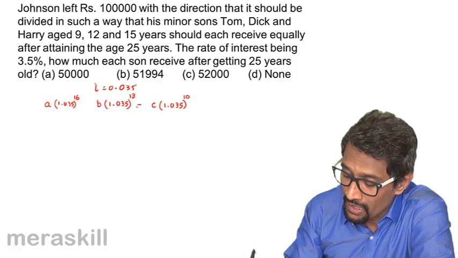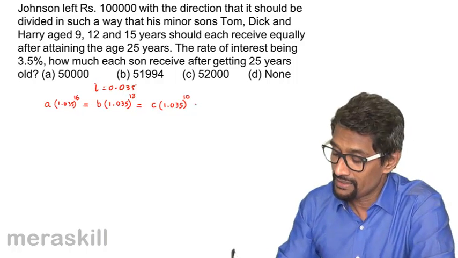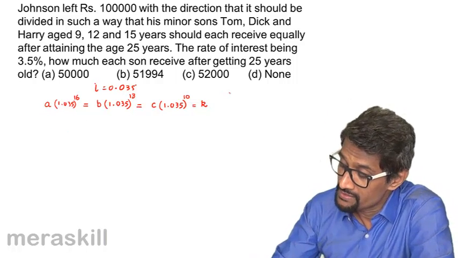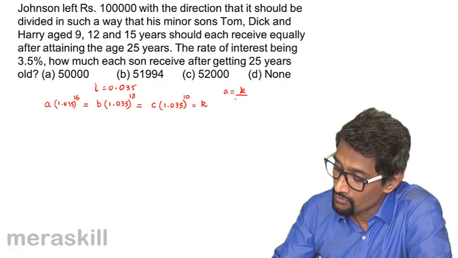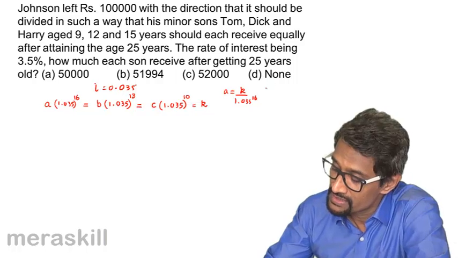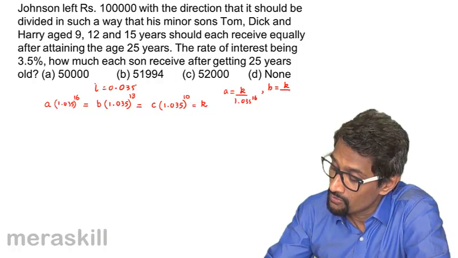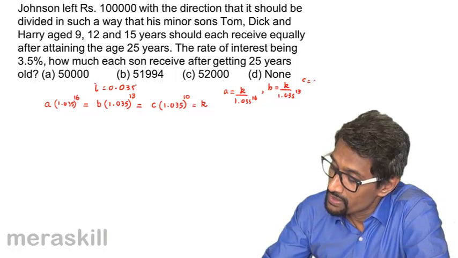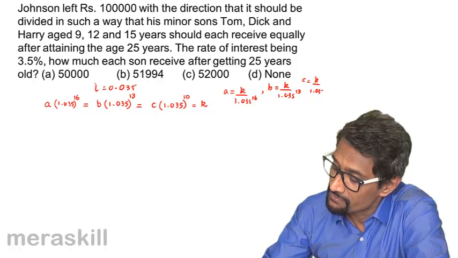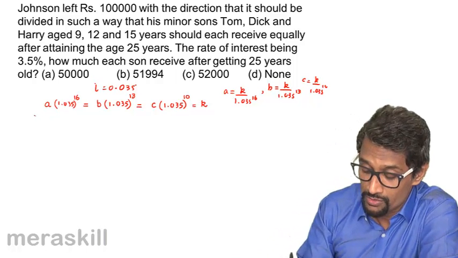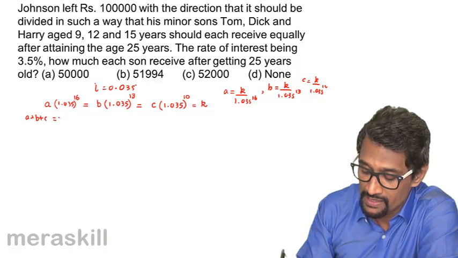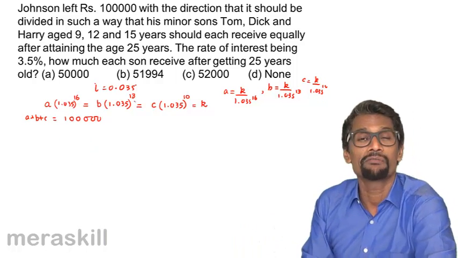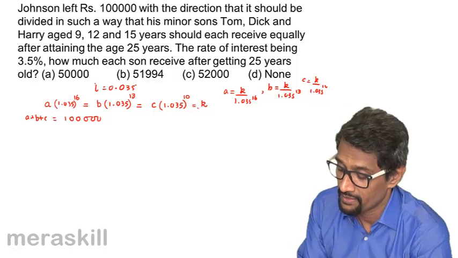Now all these amounts are equal. Let them be equal to, say, K. That means A is going to be K upon 1.035 raised to 16. B would be K upon 1.035 raised to 13. And C would be K upon 1.035 raised to 10. But we also know A plus B plus C is 1 lakh. This is also known to us. So we'll substitute these values and find the value of K, which is what we need to find.